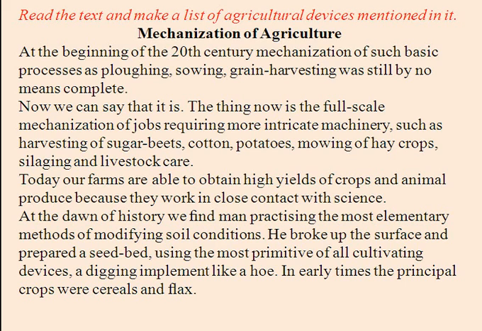Today, our farms are able to obtain high yields of crops and animal produce because they work in close contact with science. At the dawn of history, we find man practicing the most elementary methods of modifying soil conditions. He broke up the surface and prepared a seedbed using the most primitive of all cultivating devices, a digging implement like a hoe. In early times, the principal crops were cereals and flax.